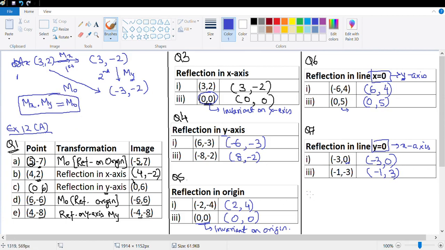Let's do one more. Let's look at the same thing, but this time in another format. Let me look at (3, 2), and now let me do My first. So when I do My, this is my first transformation. The x coordinate will change, which means this will become (-3, 2). And next, let me do the second transformation. Let me do Mo. When I do Mo, the sign of both x and y will change, which means this will become 3 and this will become -2.